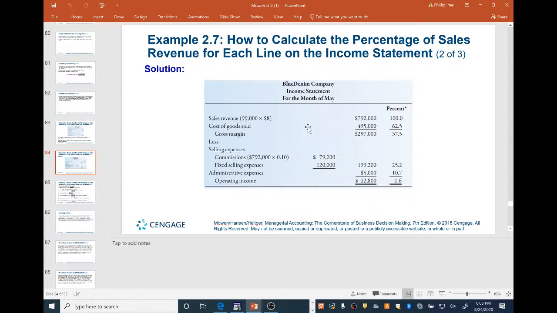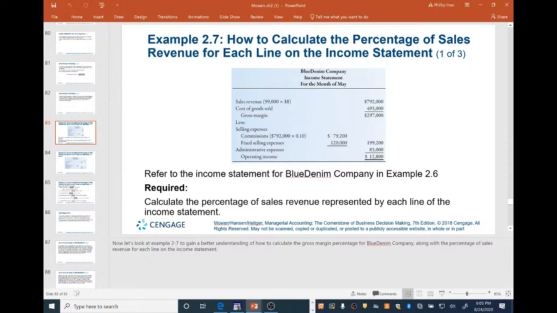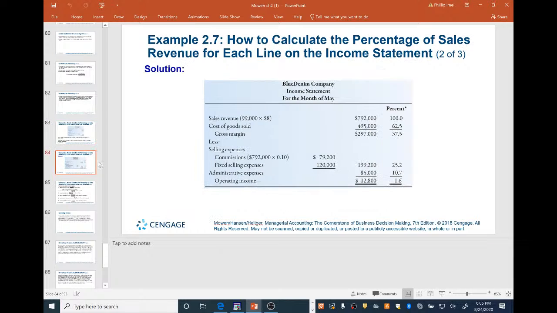Sales revenue. Why would the percentage of sales revenue be 100%? Because your total sales make up all of it, so it has to be 100%. Now, cost of goods sold, $495,000. That's 62.5% of our sales.